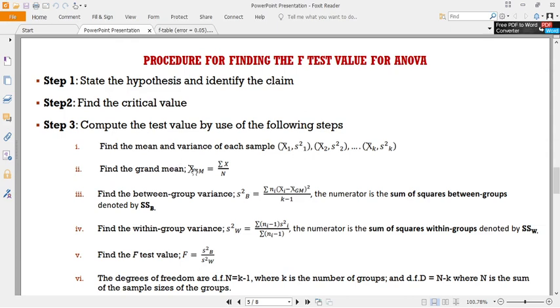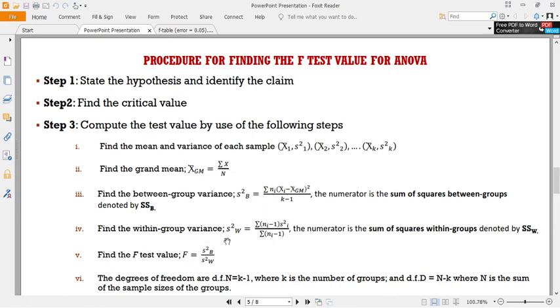Then we find the grand mean. We find the between group variance, which is given by the summation of the sample size times the square of the difference between the individual means and the grand mean. And for this case, the numerator is what we call the sum of squares between groups.